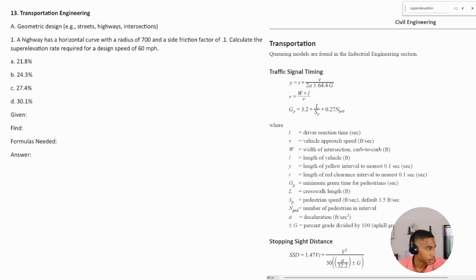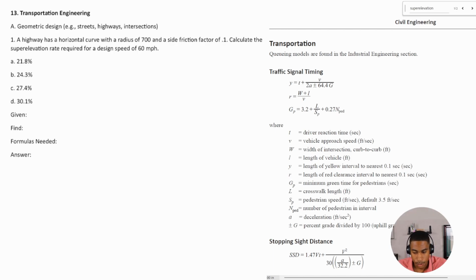Number one says, a highway has a horizontal curve with a radius of 700 and a side friction factor of 0.1. Calculate the superelevation rate required for a design speed of 60 miles per hour.